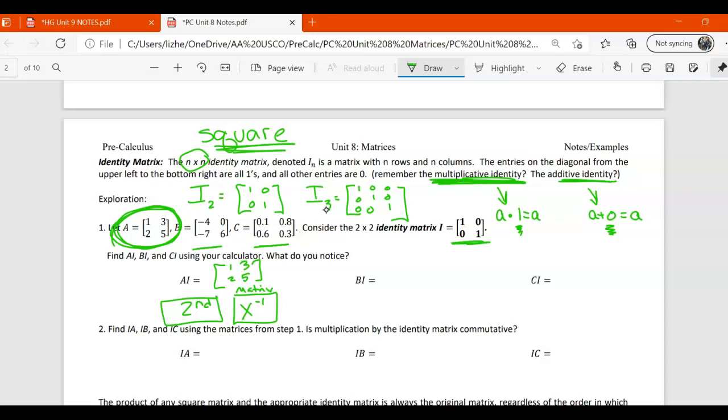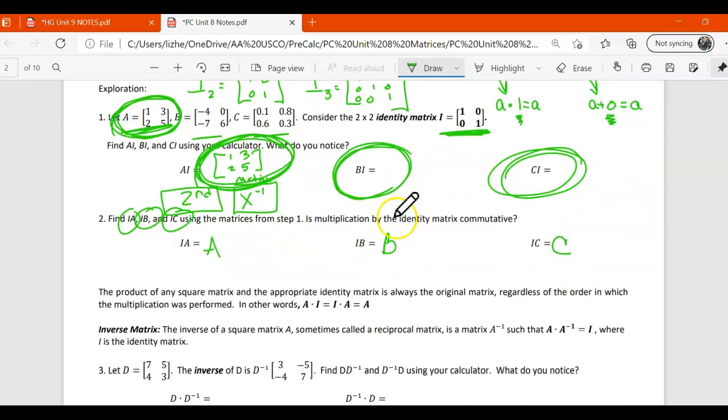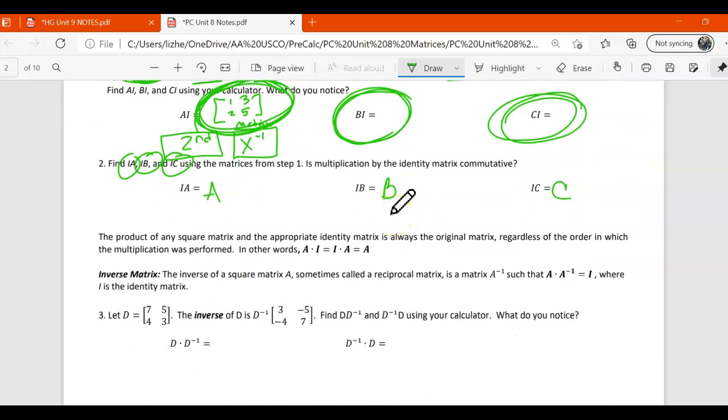So when you multiply a matrix by the identity matrix, you get the original matrix again. The same would be true for B times the identity and C times the identity. And then step 2, if you go the other direction, the identity times A, the identity times B, the identity times C, you get the exact same thing. So although matrix multiplication is not commutative, when you're using the identity matrix, it is. So we are just going to move on from there.